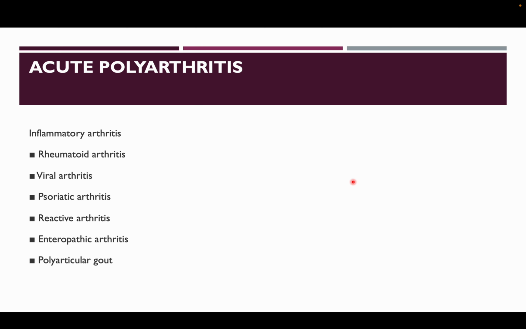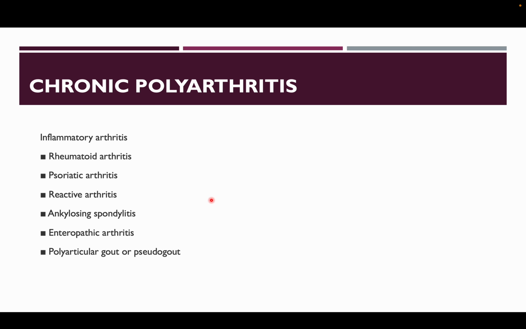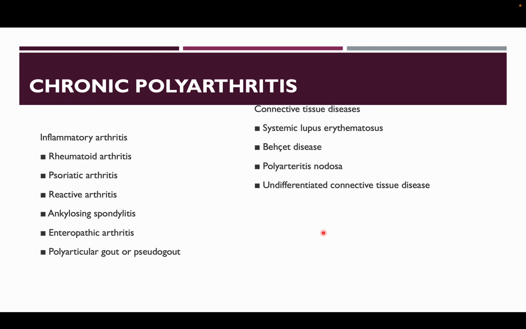Acute, chronic, these are all mentioned. Acute polyarthritis is mainly this: rheumatoid arthritis, viral arthritis, psoriatic arthritis, reactive arthritis, enteropathic. These are all we discussed already. Connective tissue disorders. Behçet's will have oral and genital manifestations that can be discussed. When we are discussing rheumatology, we will discuss all the clinical manifestations of all of this. Chronic, already mentioned. These are all the causes of chronic polyarthritis.